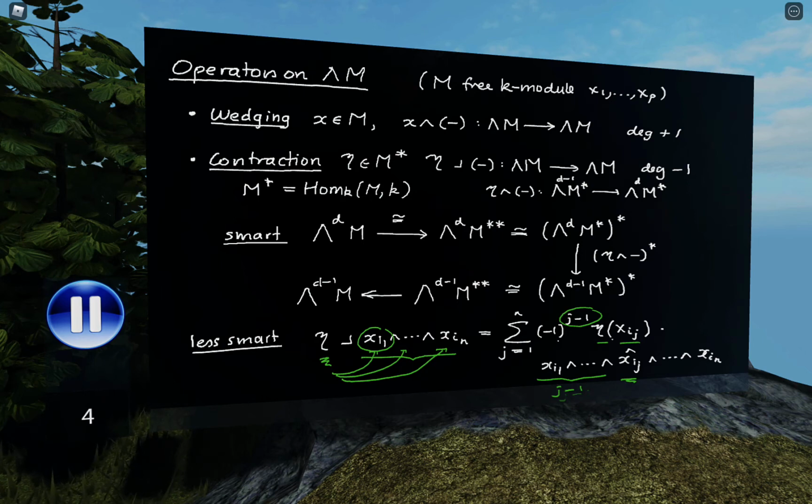So maybe I should give an example. If I took the dual basis vector, which was x1 star, and contracted it with x1 wedge x2, I would get x1 star applied to x1, which is 1, times x2, and then I would get minus x1 star applied to x2, which is 0, so I just get x2. Okay, so essentially what this does is look inside the wedge product and delete x1 if it exists. If you have a wedge product with no x1s in it, then x1 star will always give you 0 when you consider this term.